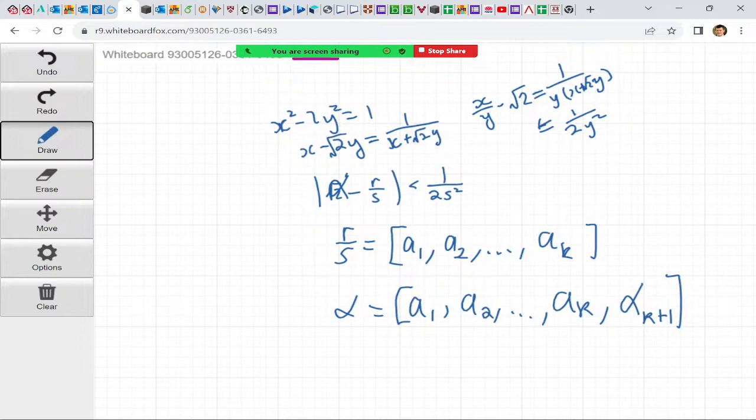We're supposing that alpha is approximated by R of S, yeah? And then we're supposing that R of S has this legit continued fraction. But now we're supposing alpha has that legit continued fraction continued to one more term. But this is not a legit continued fraction. So here we just have alpha k plus 1, a real number. Does that make sense?